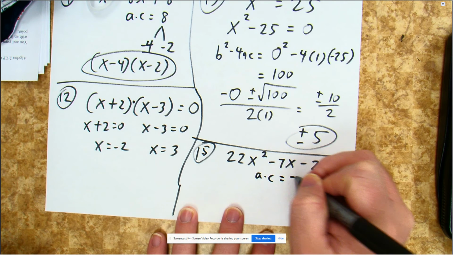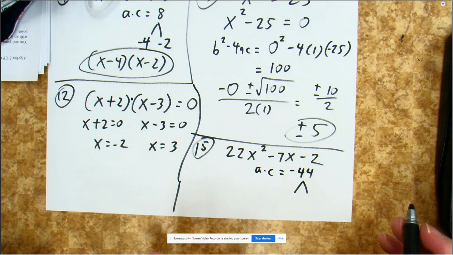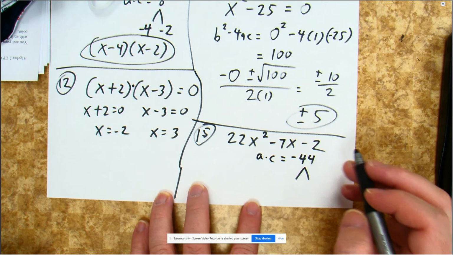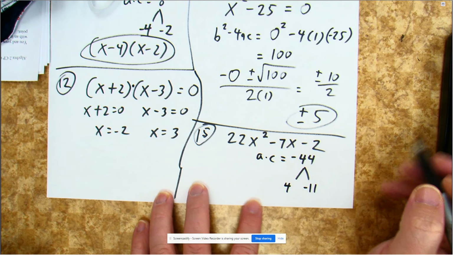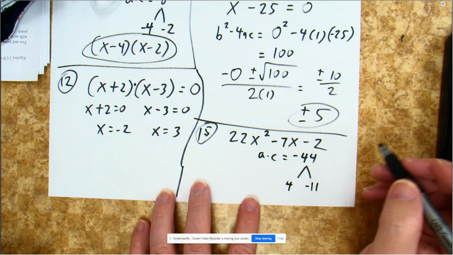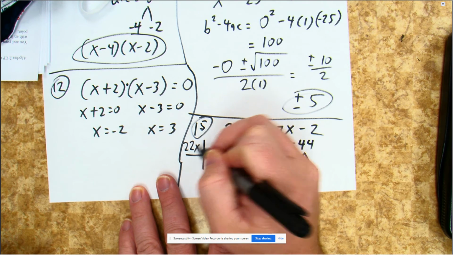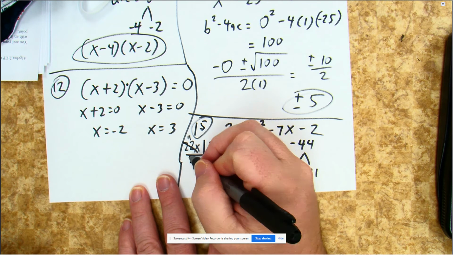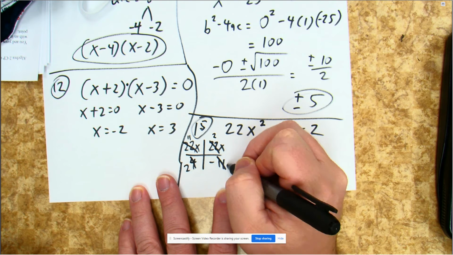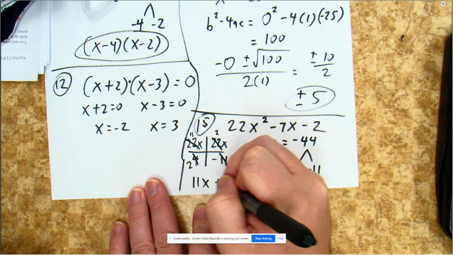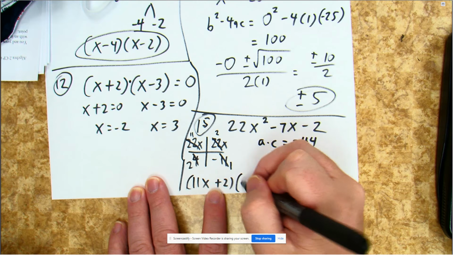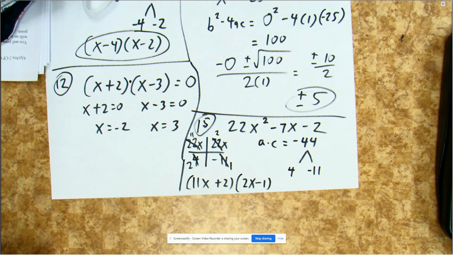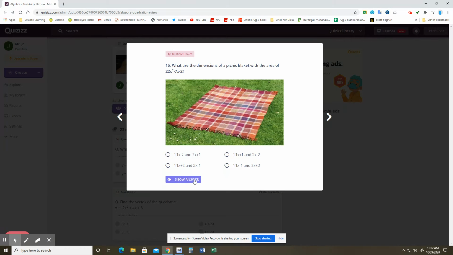Your a times c is -44. I'm going to have to do a t-chart here because it's a 22x squared. Your two magic numbers look like they're going to be 4 and -11 because they got to add up to -7 and multiply to -44. Let's do a little t-chart going on here. 4 and -11 both can simplify. Divide by 2, divide by 2, divide by 11, divide by 11. The negative stays on the bottom. 11x plus 2, 2x minus 1. That would be the same Tucker method that we've seen over and over and over again, which obviously I gave away that answer before. Get rid of that. 16.